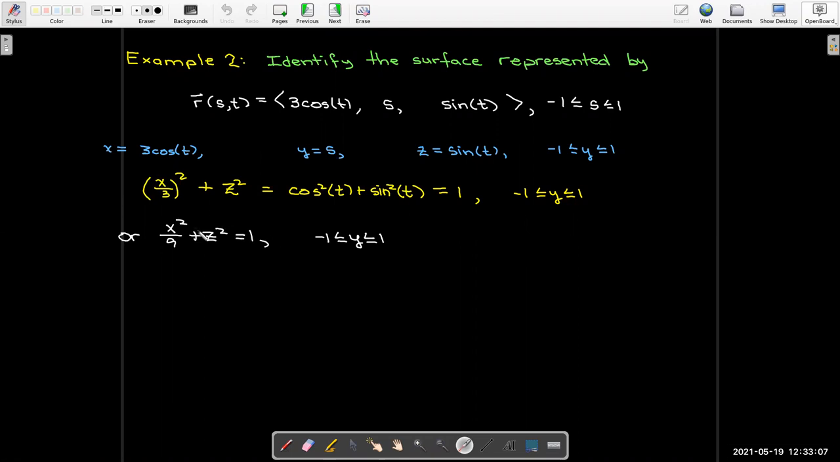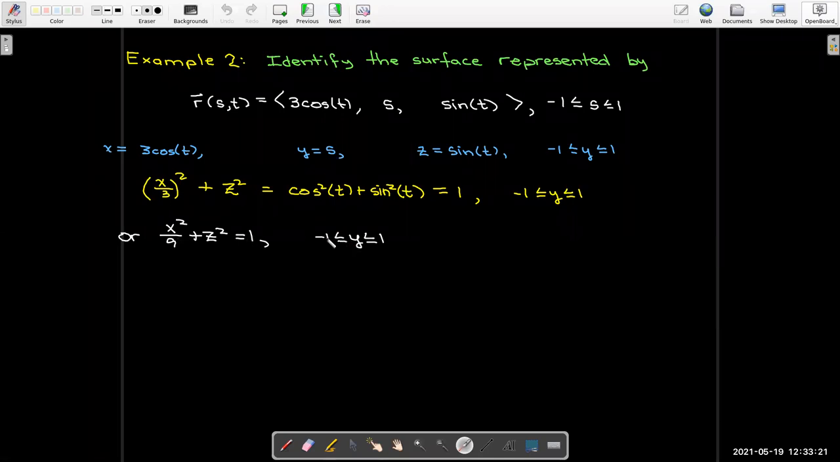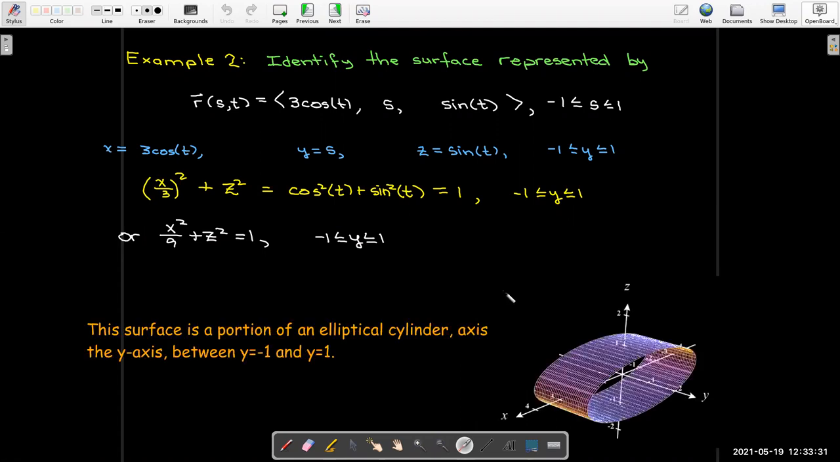But it's not a plane curve. It lives in space. And so when we have a plane curve which extends throughout space, that's what we call a cylinder. This is an elliptic cylinder. It has this equation. If I were looking down the y-axis, it would be this ellipse. And y goes between negative 1 and 1. So this is what it would look like.